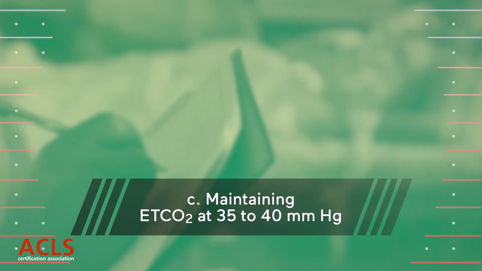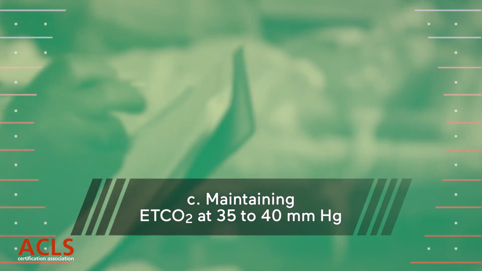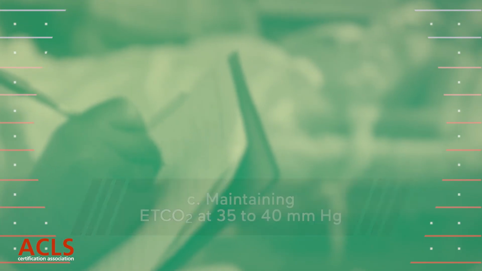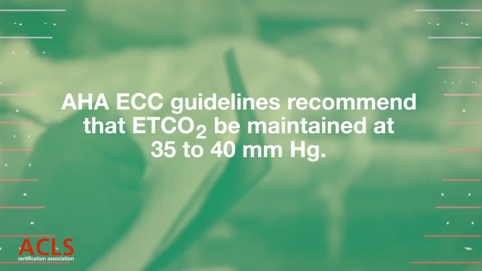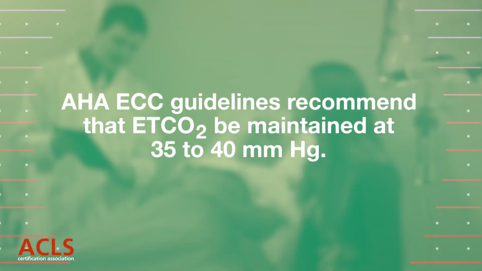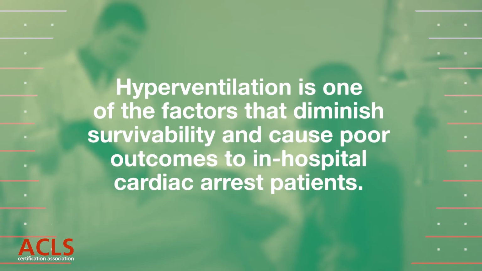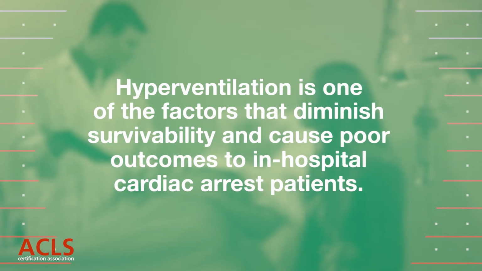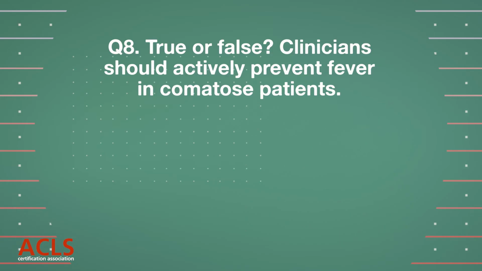Correct answer, C. Maintain partial pressure of CO2 at 35 to 40 millimeters of mercury. AHA ECC guidelines recommend that EtCO2 be maintained at 35 to 40 millimeters of mercury. Hyperventilation is one of the factors that diminish survivability and cause poor outcomes to in-hospital cardiac arrest patients. True or false, actively prevent fever in comatose patients.